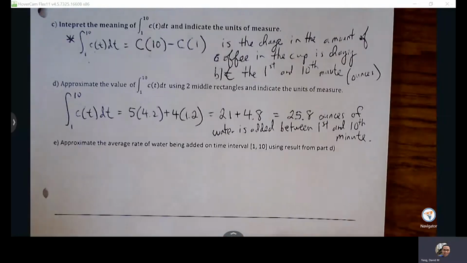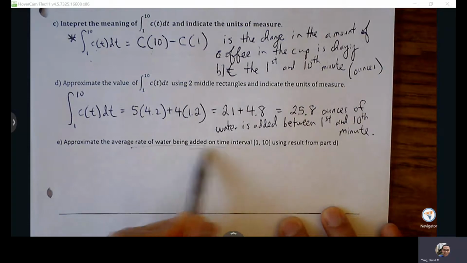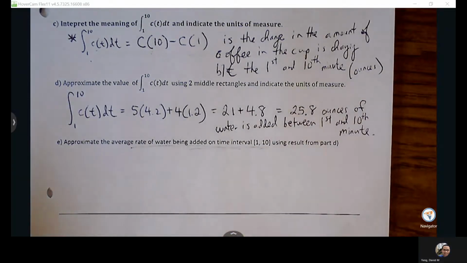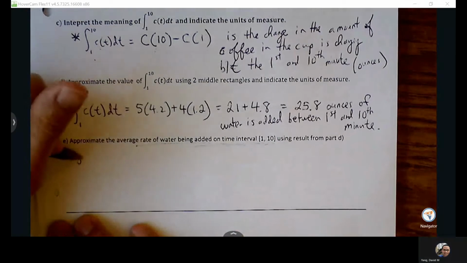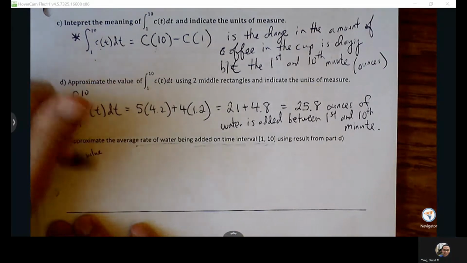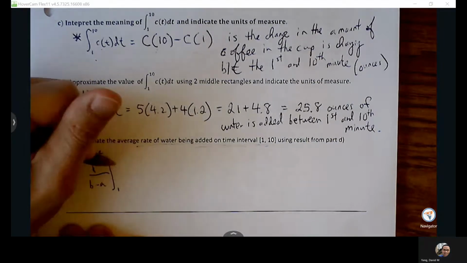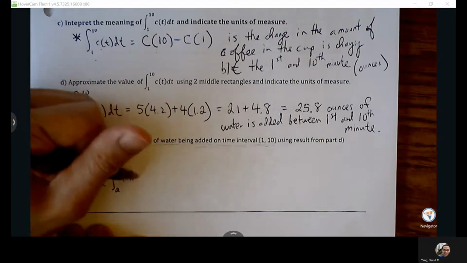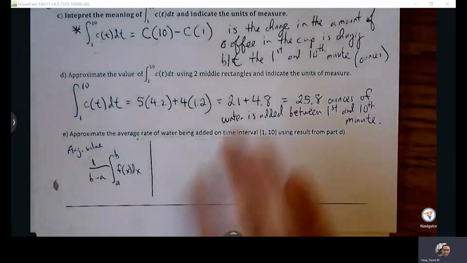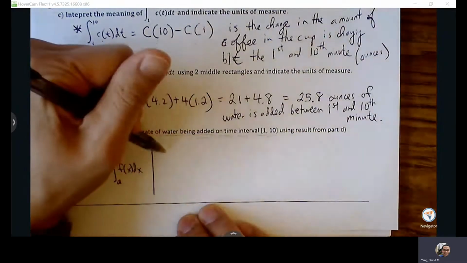Okay, part E, approximate the average rate of water being added from 1 to 10, using results from D. Okay, so this is the average value theorem. Okay, let's adapt it from part D. So basically, it's part D with a fractional value in front.